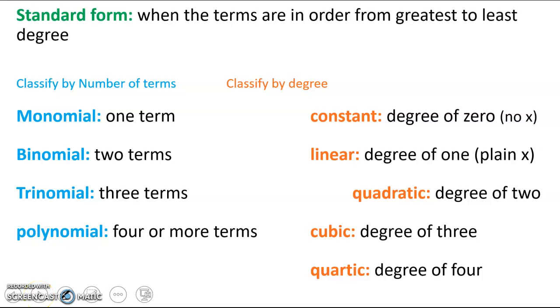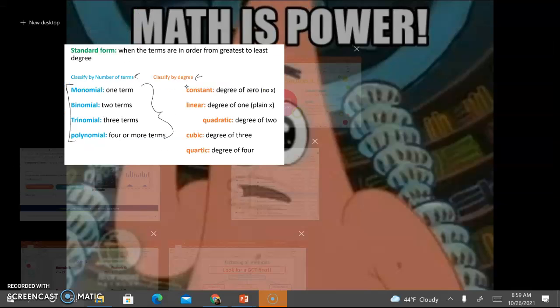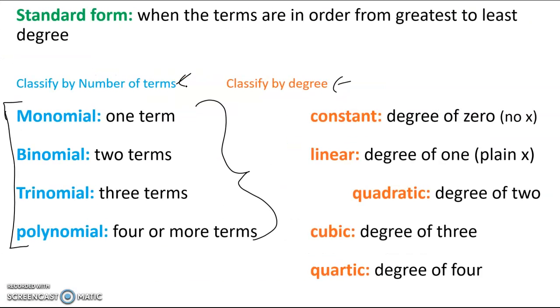Here is some more vocabulary: monomial, binomial, constant, linear, quadratic. I would say this stuff right here is probably the more important stuff to know. This is good to know over on the other side as well, but probably this stuff over here too. Just make sure you know standard form. Standard form is essentially when the terms are in order from greatest exponent to least exponent.